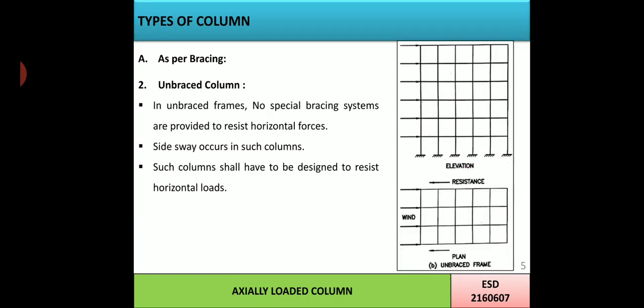Second one, unbraced column. An unbraced column is exactly opposite to a braced column. In an unbraced frame, no special bracing systems are provided to resist the horizontal force. So obviously side sway will be possible in such systems, or we can say columns. Such columns have to be designed to resist the horizontal force. In the figure, there is no special arrangement like a brace system.